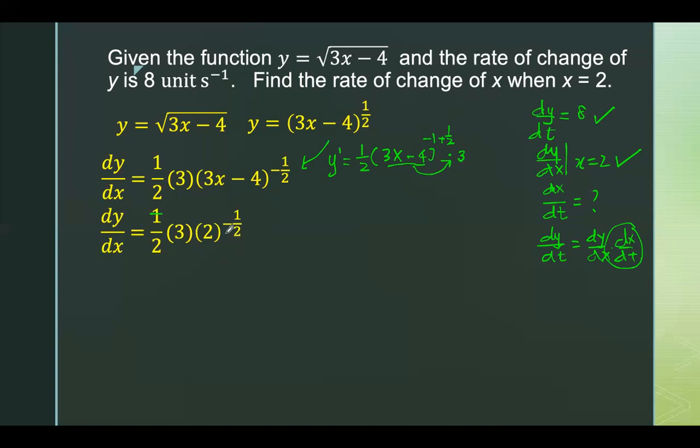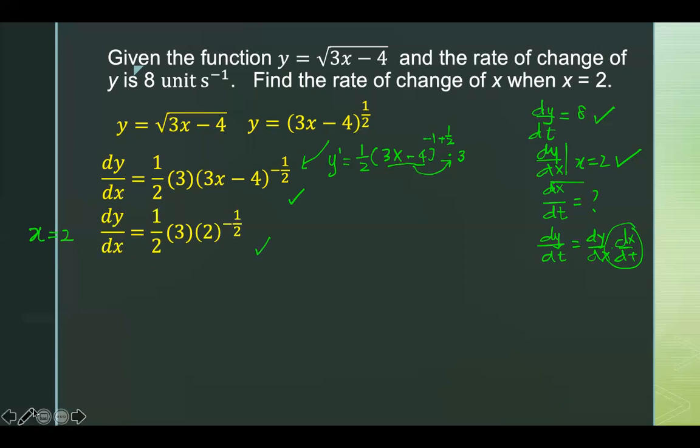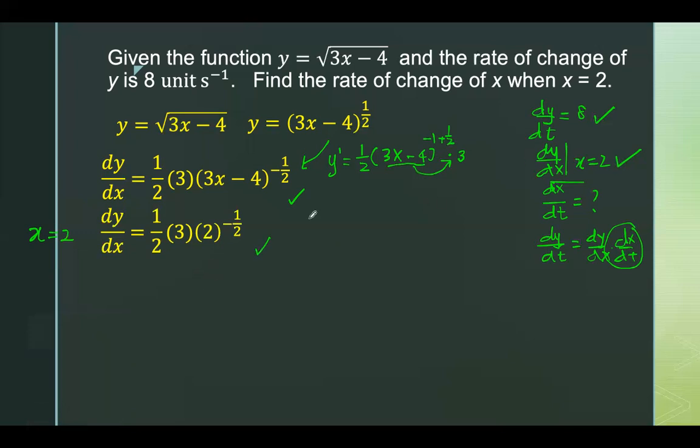Here x equals 2, so I don't want to simplify. I just substitute straight away when x equals 2. That's the first step done, then the second step, I substitute in. Our main aim is to find the value of dy/dx when x equals 2. So we substitute in, use your calculator, and you will get 3 over 4 square root 2. Then we can apply dy/dt equals dy/dx times dx/dt.